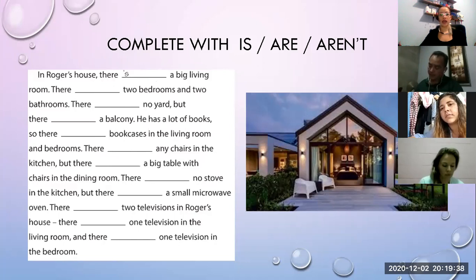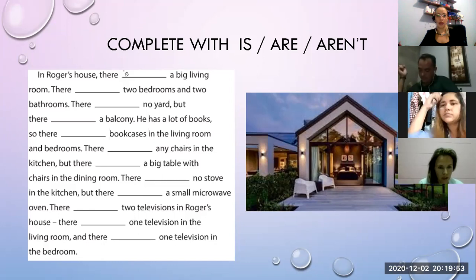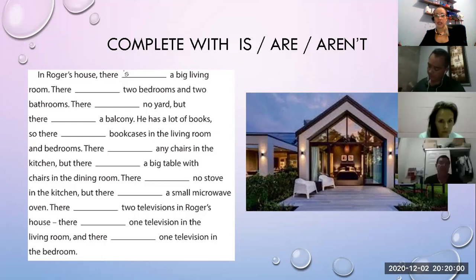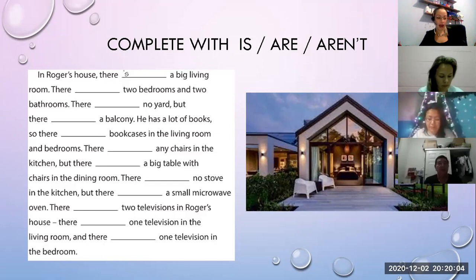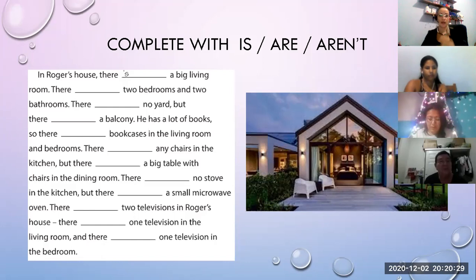Okay, he has a lot of books. So there are bookcases in the living room. There aren't any chairs. Como es negativa, vamos a poner aren't. There aren't any chairs in the kitchen, but there is a big table with chairs in the dining room.